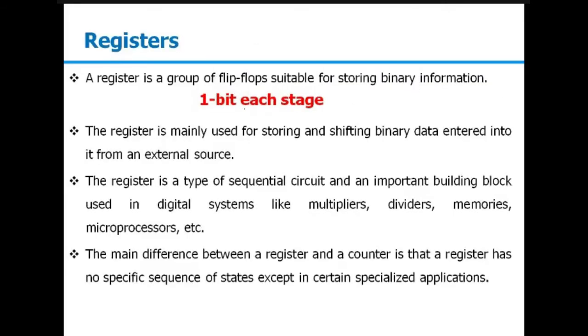If you are talking about the difference between a register and a counter, in the counter we had a specific sequence, like you are designing from 0 1 2 3. If you are talking about a mod 6 counter, it goes 0 1 2 3 4 5, or any other kind of sequence that you want to count in the counter, that is specified. But in the register we do not have any specific sequence. In some specialized applications, like the ring counter and Johnson counter, we have a specific sequence, but generally no such specification is provided.